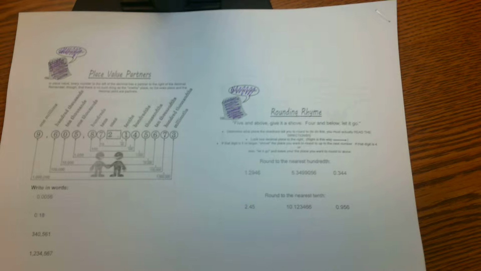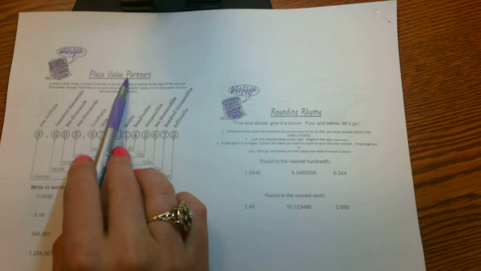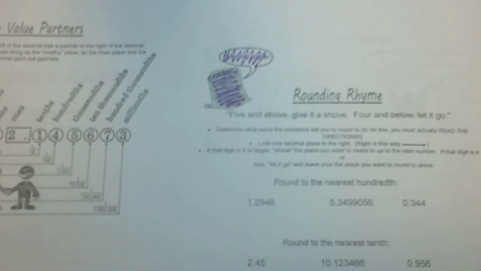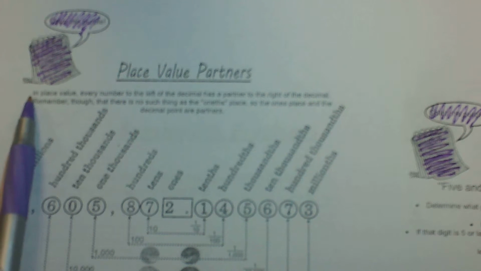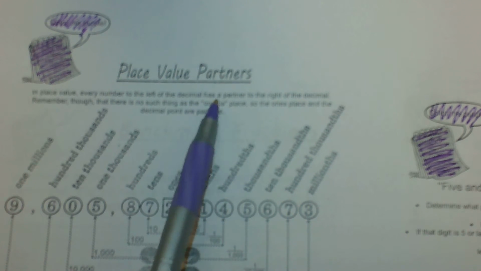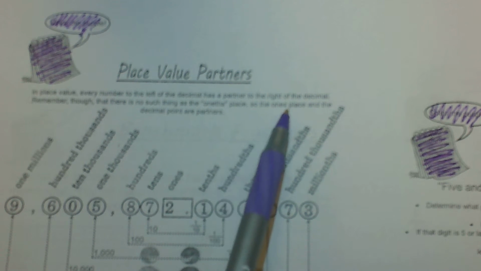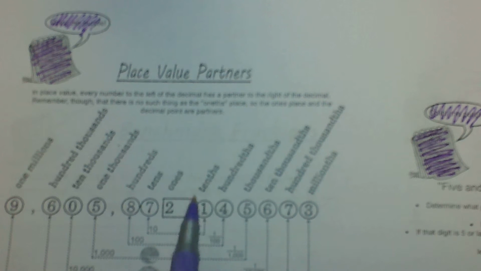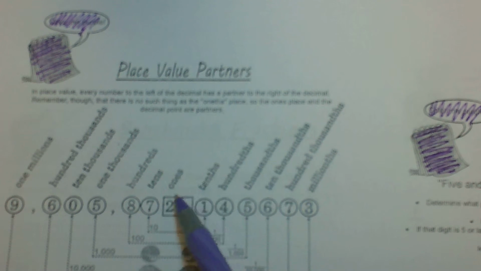All right, first topic for today is place value, and we learned about that way back in elementary school. I'm going to start by reading this little guy right here. It might be a little blurry on your screen, so you can follow along on your paper. It says, in place value, every number to the left of the decimal has a partner to the right of the decimal. Remember, though, that there is no such thing as a ones place. So the ones place and the decimal point are partners. If you look at your little picture right here, here's your 2. It's in the ones place, and the decimal point are partners.